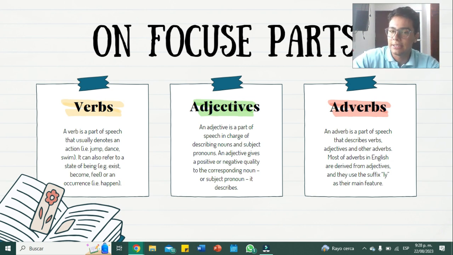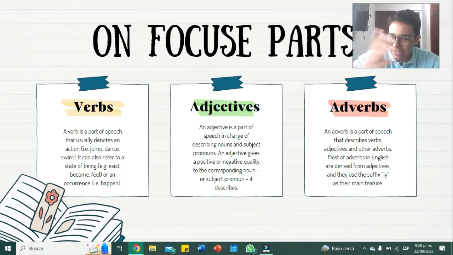Then we have the adjective. Adjectives are in charge of describing nouns and subject pronouns. An adjective can give either a positive quality or a negative quality to the corresponding noun or subject pronoun. The point of this is that the main work is to describe. Then we have the adverbs, and as we were talking before, an adverb is a part of speech that describes verbs, adjectives, or other adverbs.